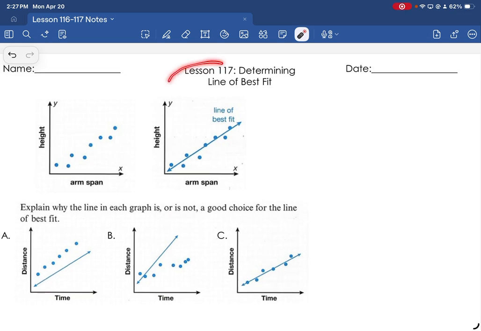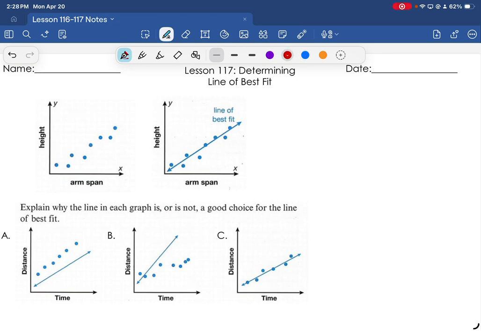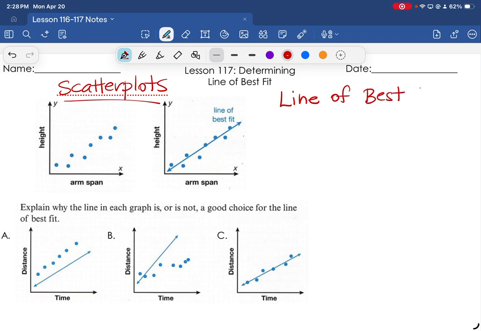This is lesson 117, determining the line of best fit. Now, first of all, does anyone remember what we call these things? Good try. They're actually called scatter plots. Write that down. These are called scatter plots. And what we're learning today is called line of best fit. So write that down over to the right side of your page.